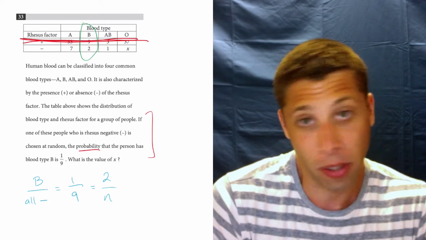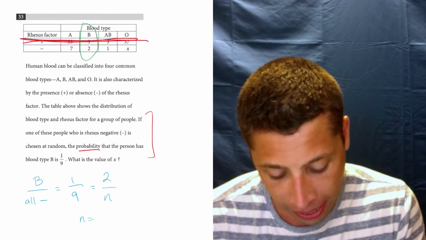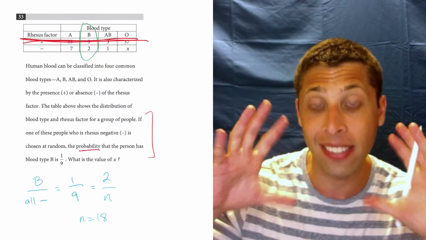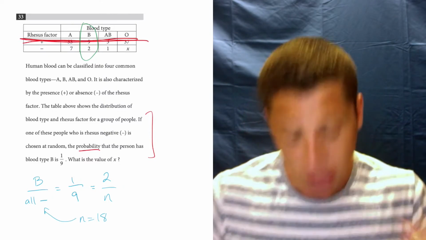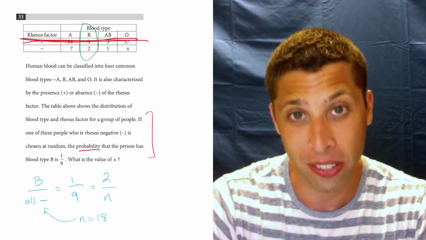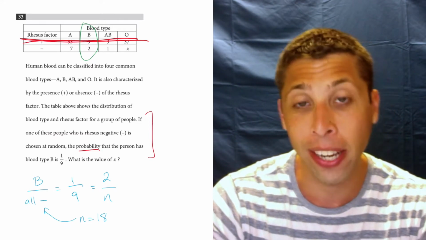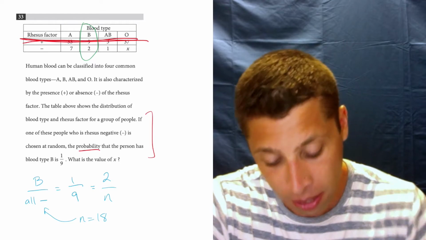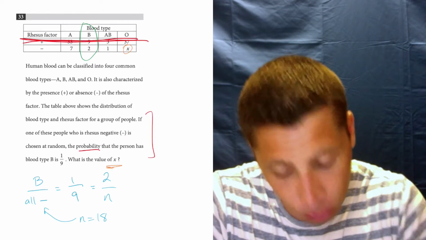So you might just be able to see this, but you can cross multiply and get that N is equal to 18. That is the total number of people who are rhesus negative in this study. It is not our answer. Because what do they want? They want the value of X, which is right here.